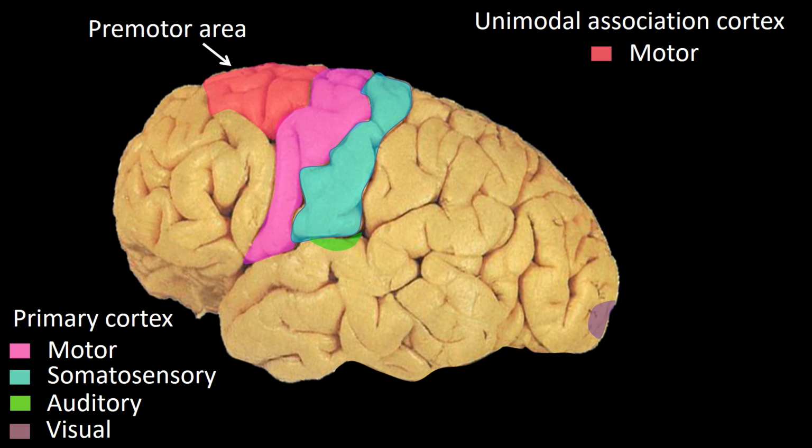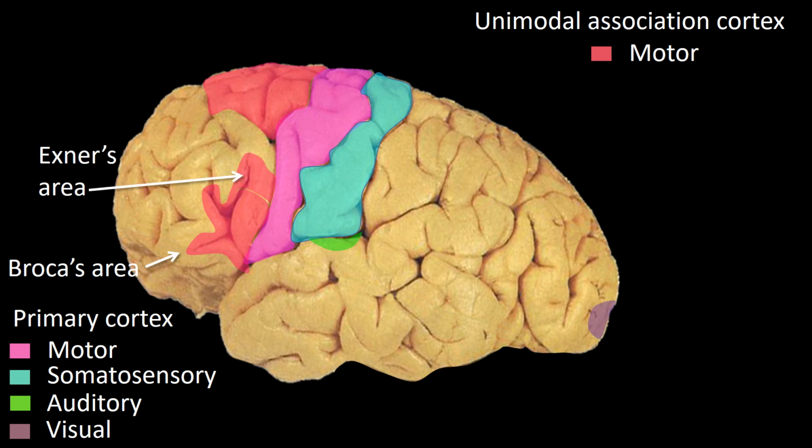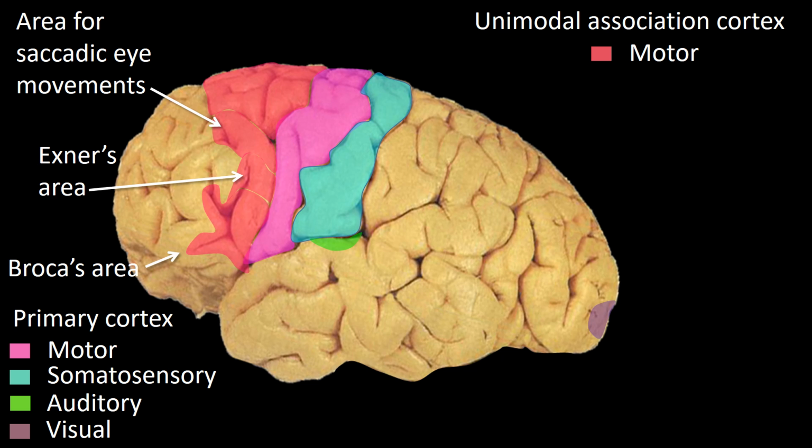The motor unimodal association cortex includes the premotor area here indicated. In addition, close to the premotor area, we have other motor areas for planning specific muscle group movements. These are, in the dominant hemisphere, the Broca's area, and in the non-dominant hemisphere, at about relatively similar position, the cortical area for speech intonation. The Exner area for writing in the dominant hemisphere, and the area for saccadic eye movements in both hemispheres.